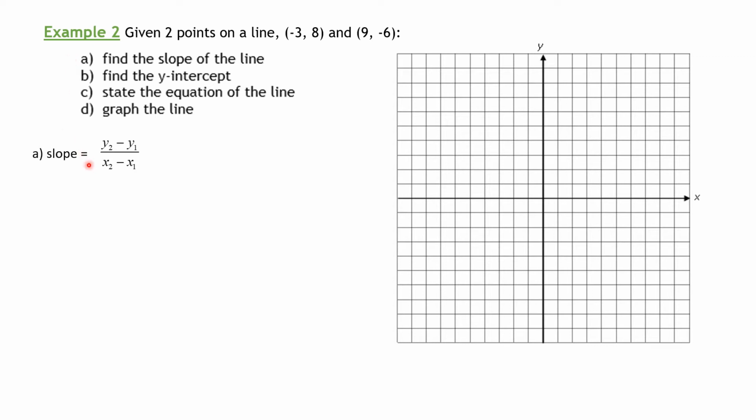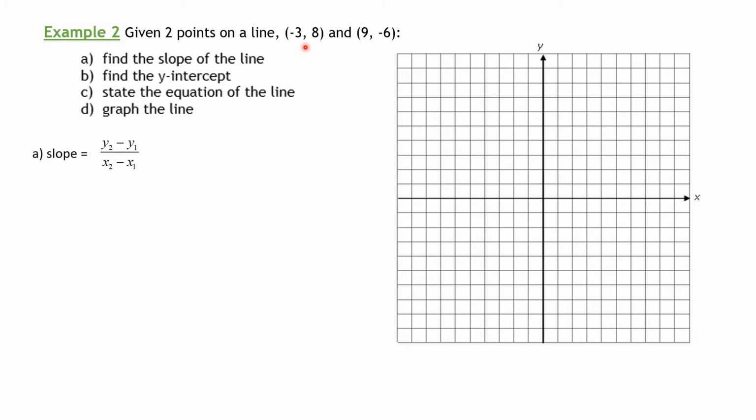Now, here's where sometimes we get confused. What do I put in which, all these little things here with the subscripts, where do they come from? Remember that when you look at your two coordinates, think of the one that would come first if I were graphing them. Which one would be first on the left? It would be the -3 and 8, because 9 and -6 would be way over here. So the leftmost point is -3 and 8.